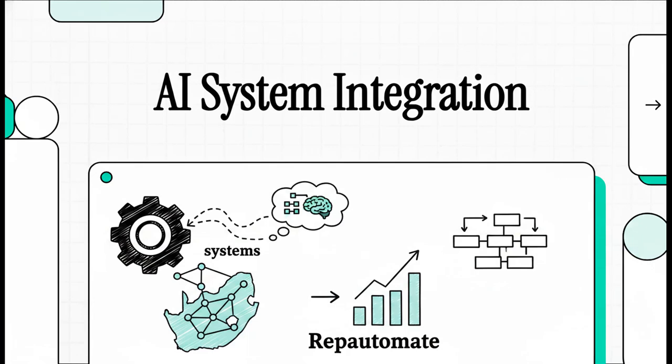Welcome to This Explainer. Today, we are cutting straight through the noise, and let's be real, the massive hype surrounding artificial intelligence right now. If you're a business owner or an operations manager, especially right here in South Africa, you have probably heard 1,000 flashy pitches. But today, we're exploring a fascinating breakdown by Repautomate on practical AI system integration. We're going to figure out exactly how to make AI actually useful inside the way your business already operates.